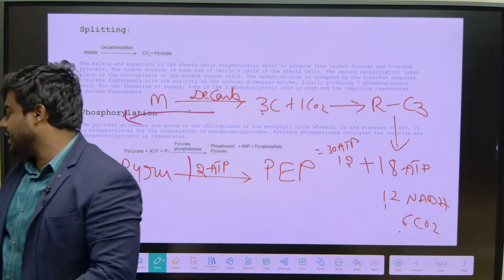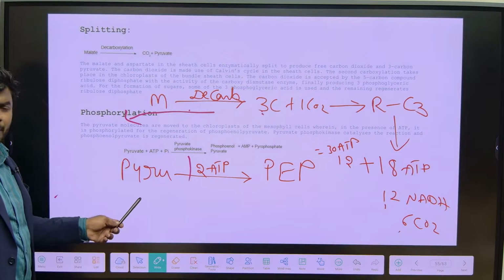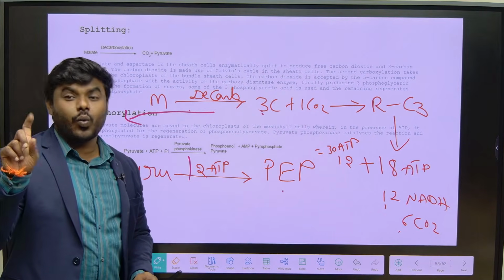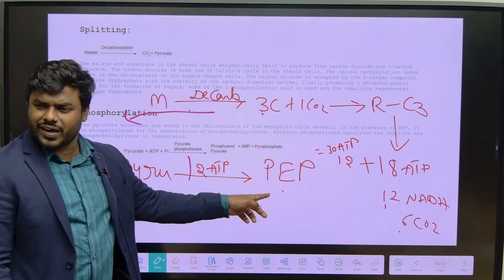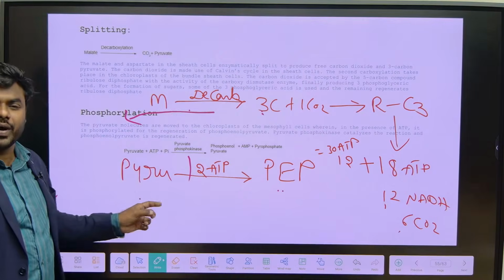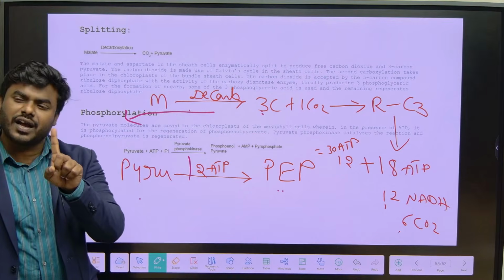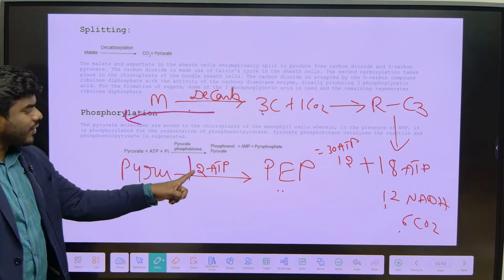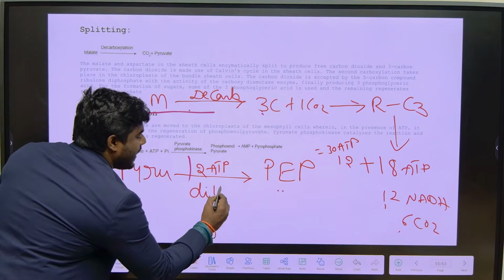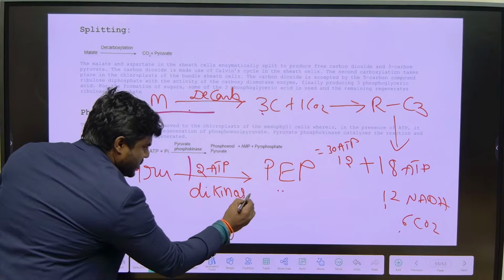Now my question is, in order to convert pyruvate into phosphoenol pyruvate, generally we require only 1 ATP. You remember the 10th step of glycolysis? Phosphoenol pyruvate converted into pyruvate. There is a loss of 1 phosphate only, that converted into 1 ATP. Then why have I written 2 ATPs here? The answer is the enzyme is dikinase. What is that? This is also a question.